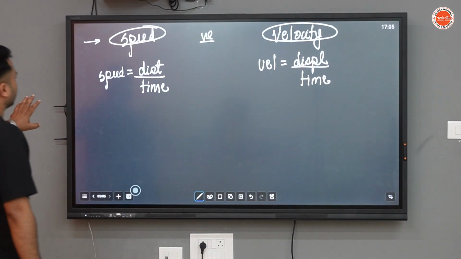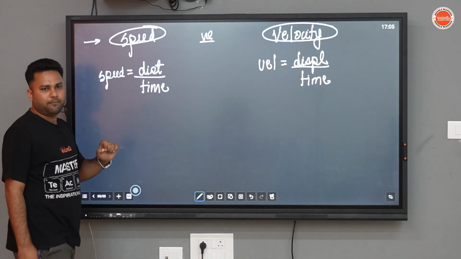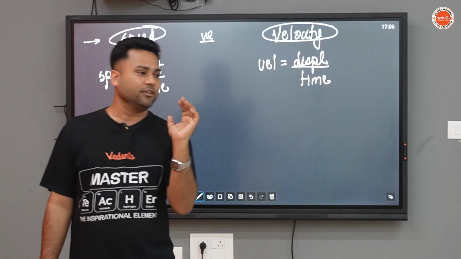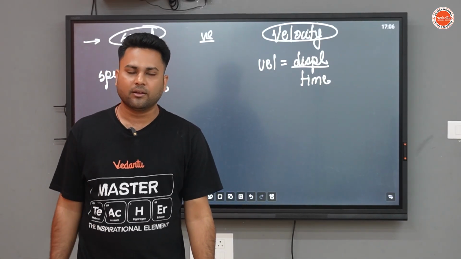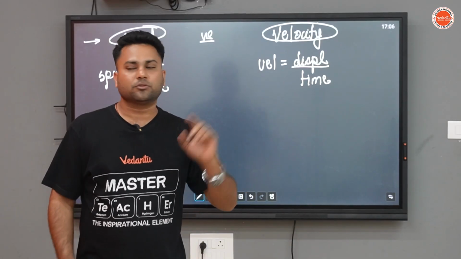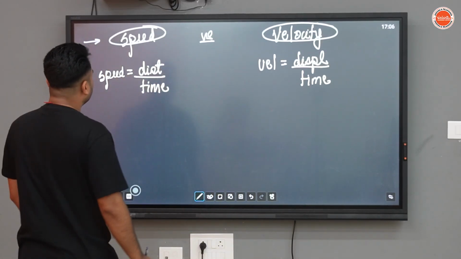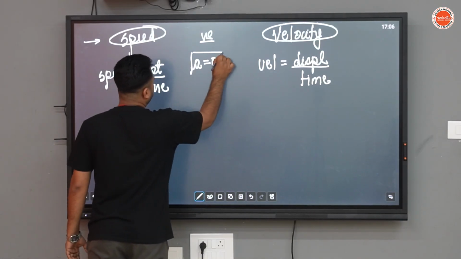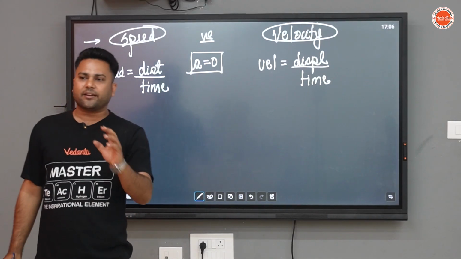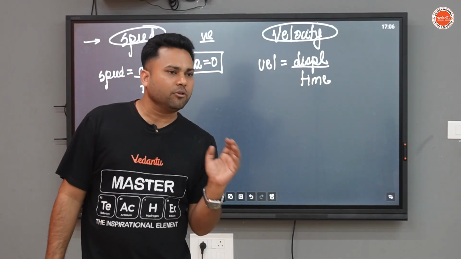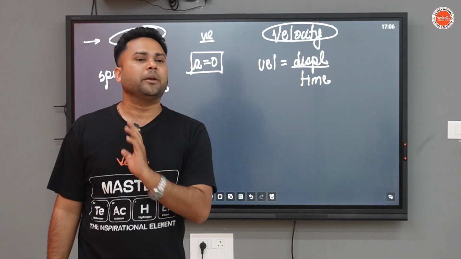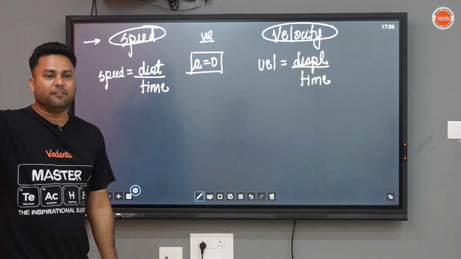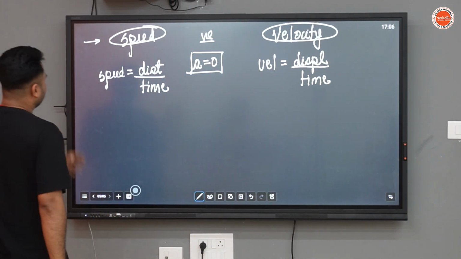Now one more very important thing: we write speed equals distance by time, or velocity equals displacement by time, only when acceleration is 0, when there is no acceleration. If acceleration is there, you can't write speed equals distance by time. So these formulas you can write only when acceleration is 0. If there is acceleration in the question, you can't write these. There, final speed v equals u plus at. We have 3 equations, then we use those 3 equations. But if acceleration is 0, we can write this.